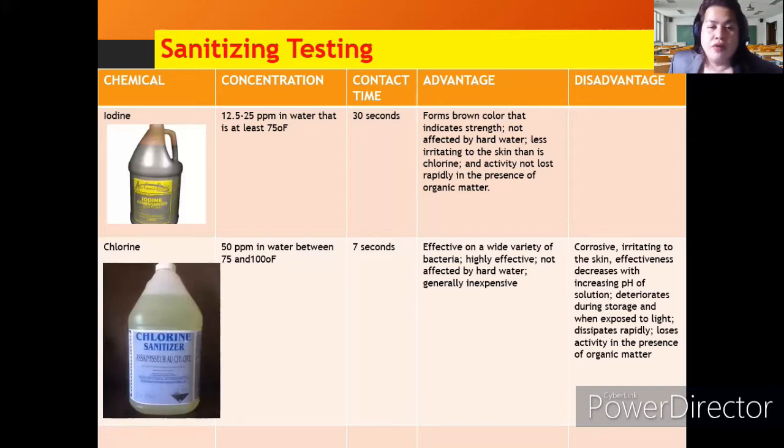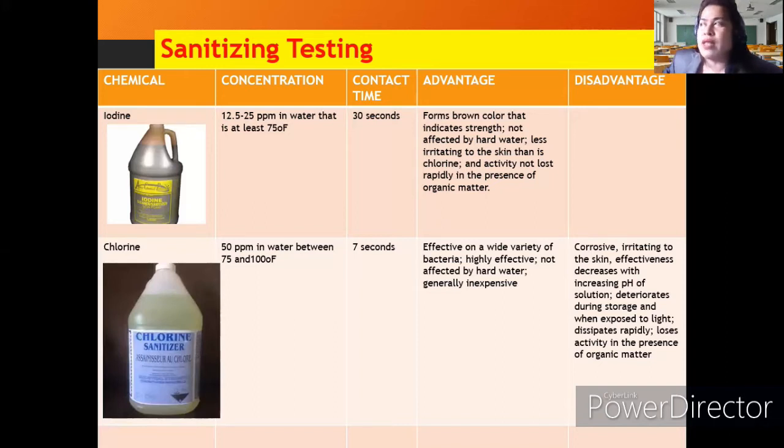Imagine, with chlorine, at least 7 seconds is enough to say that the utensils, the tools, or even the kitchen surfaces are free from bacteria. The advantage of using chlorine is that it is effective on a wide variety of bacteria, so any kind of bacteria, it can kill. It is also not affected by hard water. Usually, we use the water that comes out of wells, or from our faucets, and that is hard water.